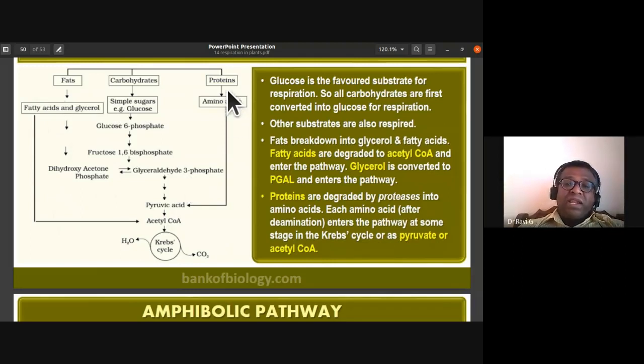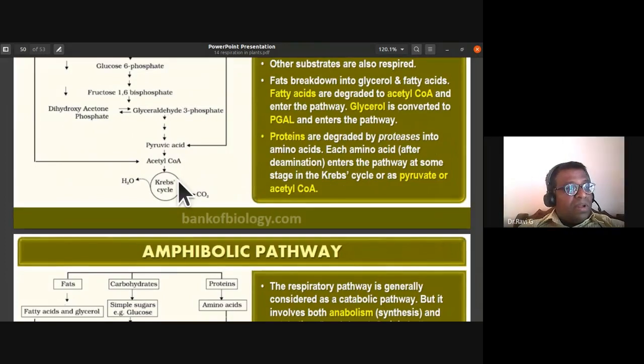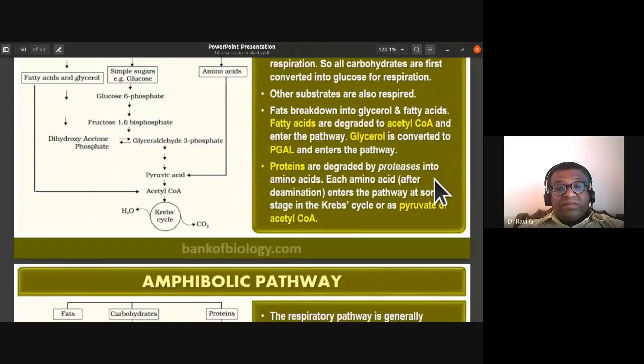So proteins are degraded by proteases into amino acids. After deamination, losing the amino group, the amino acids enter the pathway at some stage in the Krebs cycle, as pyruvate or acetyl coenzyme A. They can directly enter the Krebs cycle or enter as pyruvate or acetyl coenzyme A. So this is what you notice.